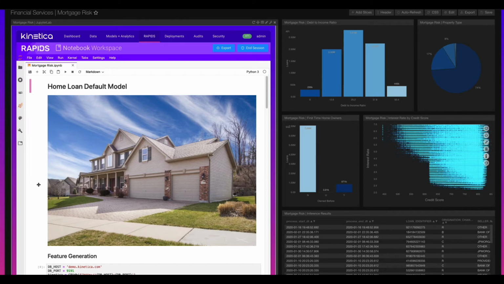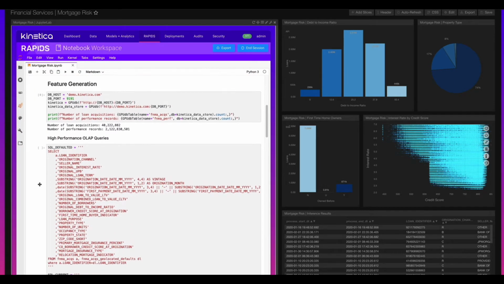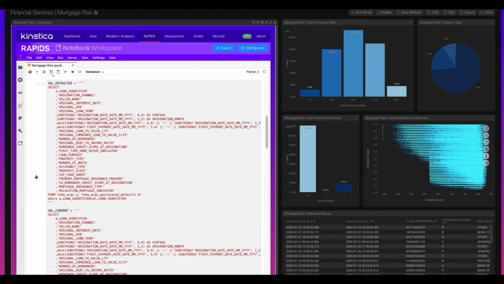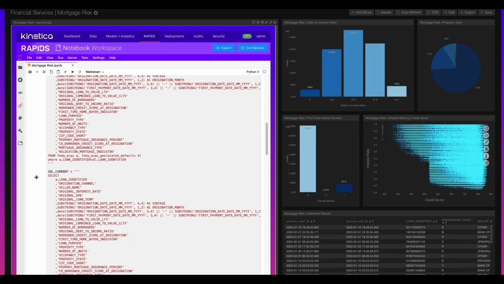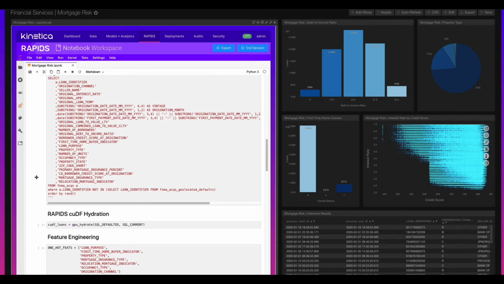We'll start in Kinetica's Active Analytics Workbench, or AAW for short, where we train, deploy, and monitor our enterprise machine learning models. We will use a notebook within AAW's RAPIDS Jupyter Lab as a proxy to walk through the model we will be deploying. Notice the model's two reference tables here. We'll go ahead and use the Kinetica RAPIDS connector to hydrate the approximately 40 million loan files and 2.1 billion performance records into RAPIDS data frames using high-performance OLAP queries via industry standard SQL.